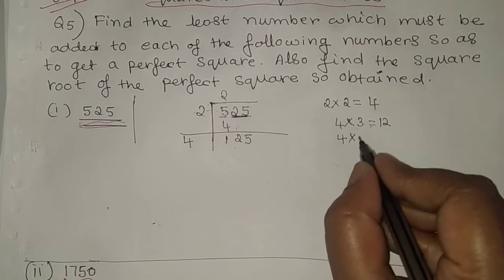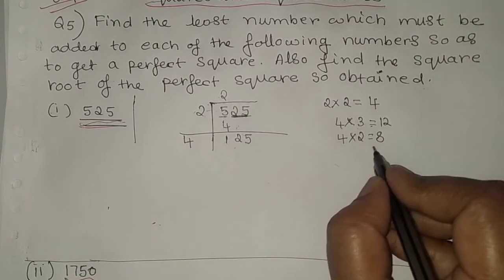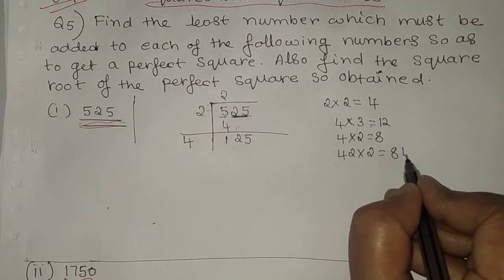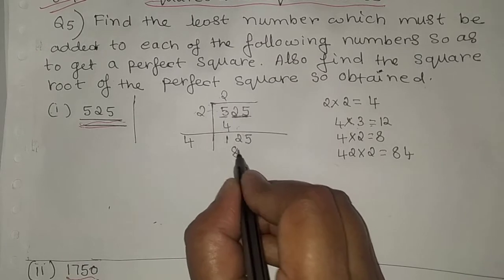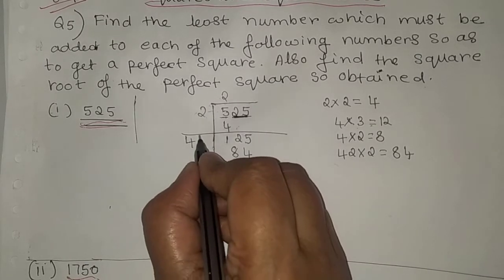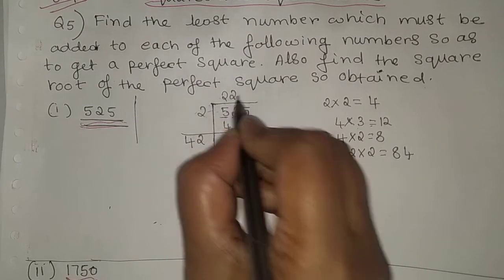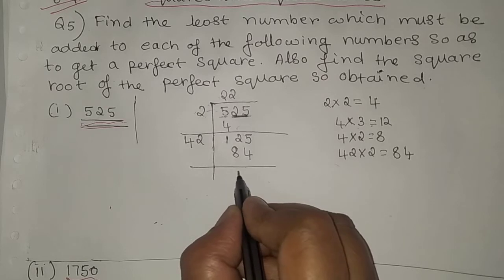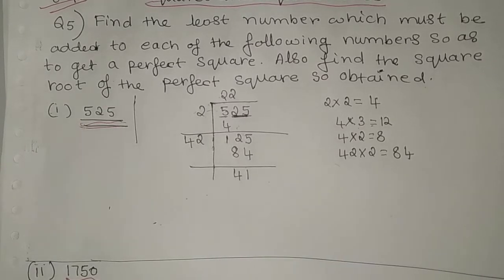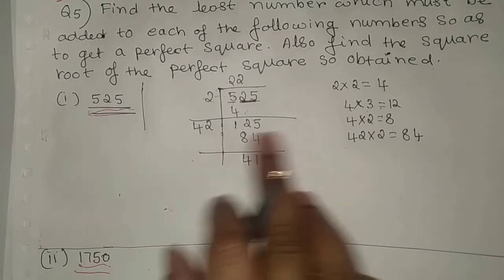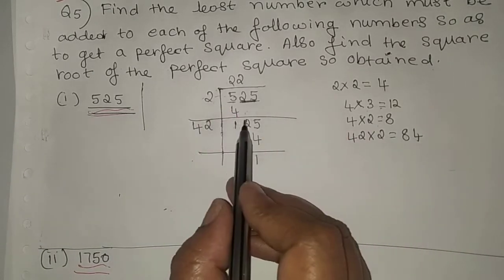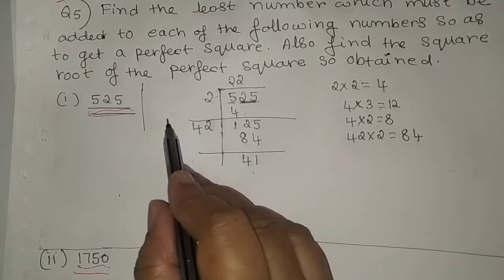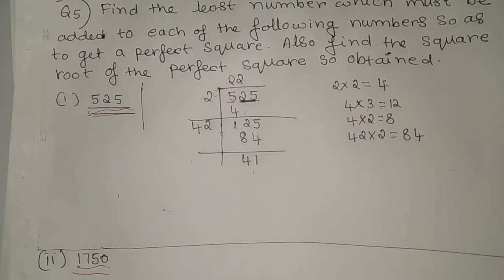4 into 2 will be 8. Therefore we write 42 into 2, we'll get 84. So we'll write 84 here, and subtract. Now minus this, how much do we get? 125 minus 84 will become 41. So this is the first step. This is the regular way to find the square root. These are the steps. After this we have to see what is 22 square.